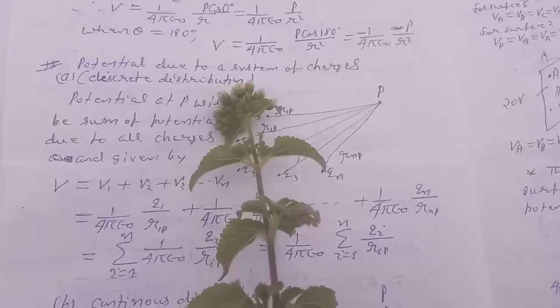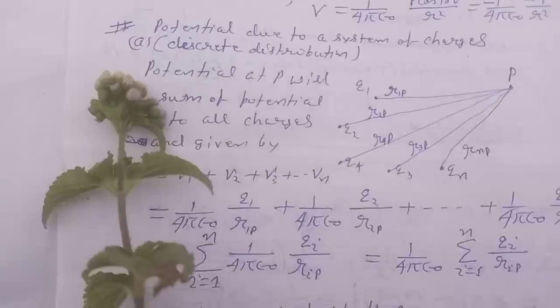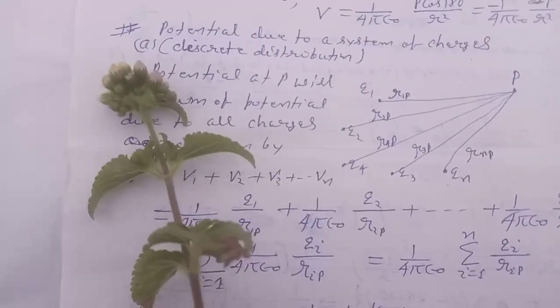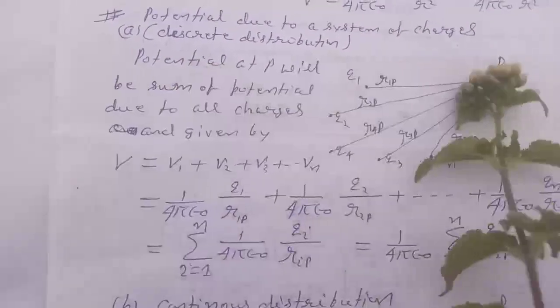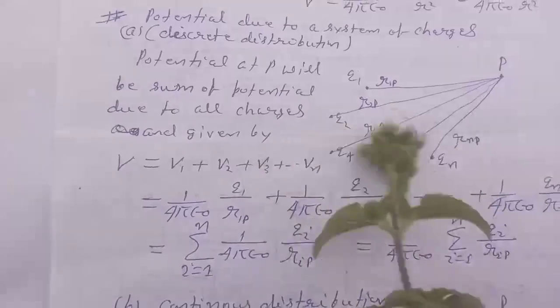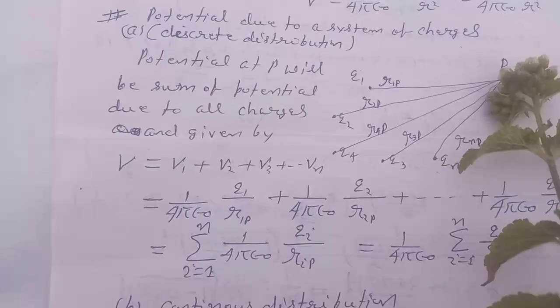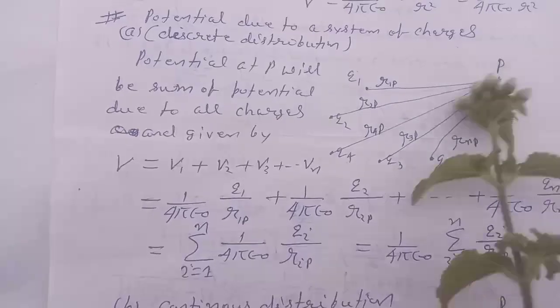Potential due to a system of charges. First, a discrete distribution. A discrete distribution of charge is shown, different charges, and this point is P. We have to find the potential at P.